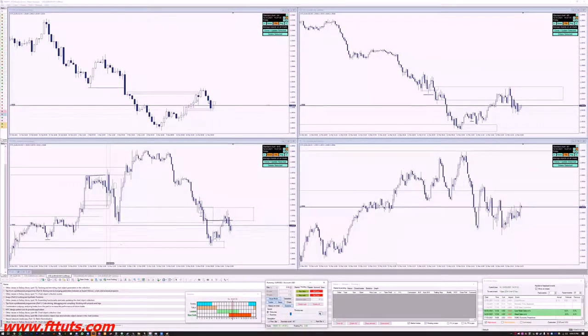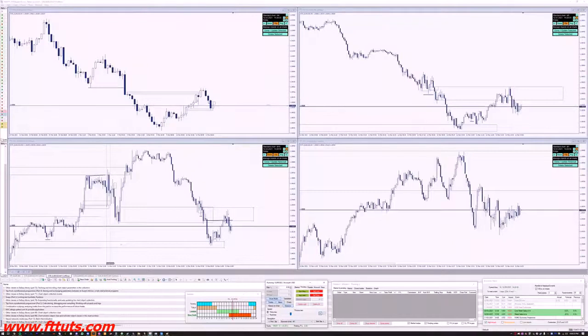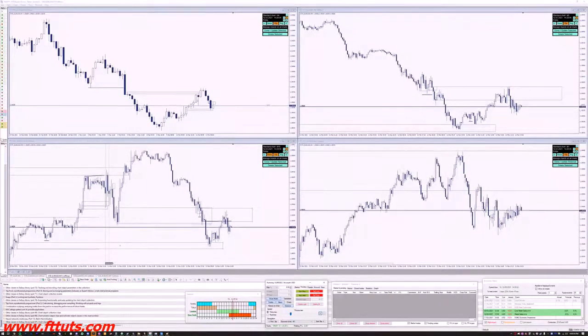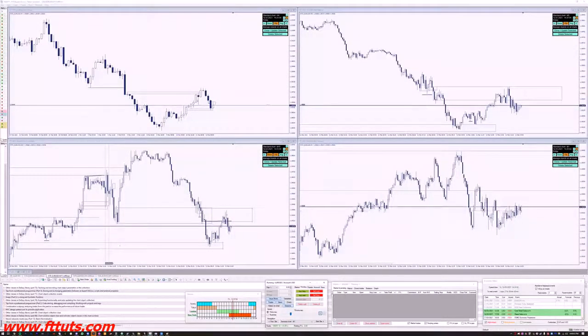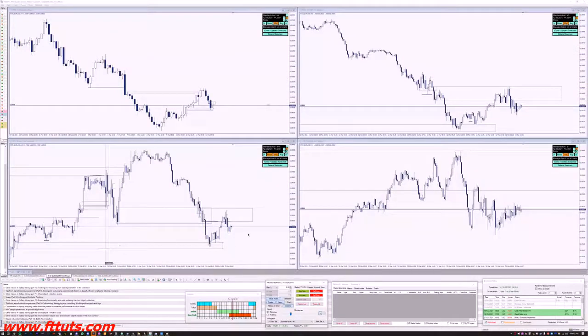Okay, so trading at a discount and premium, do you think that is subjective? I do, because structure can be subjective, the way that you mark it out. I think there is an objective.